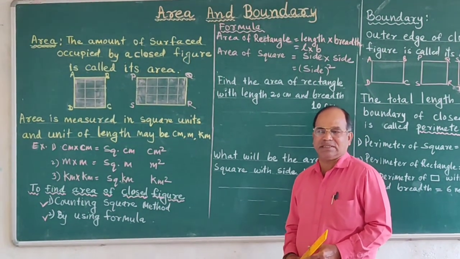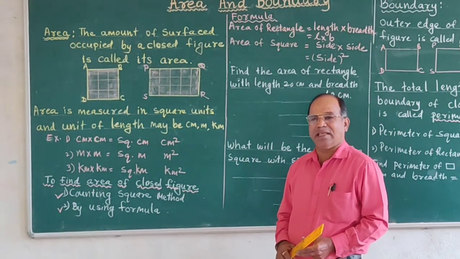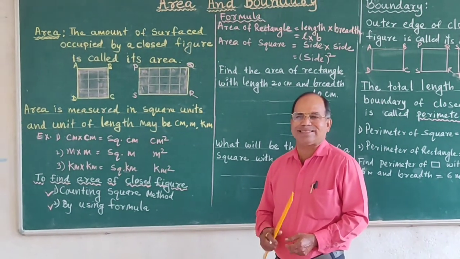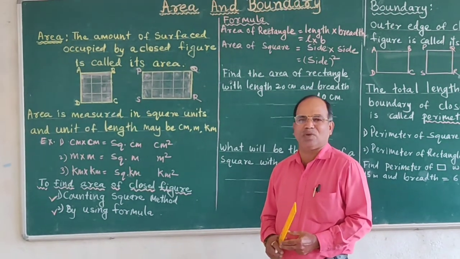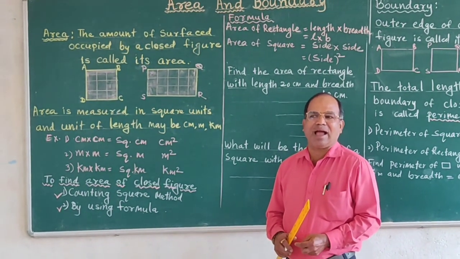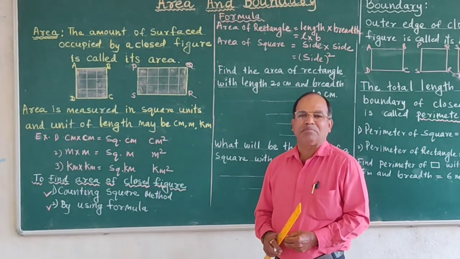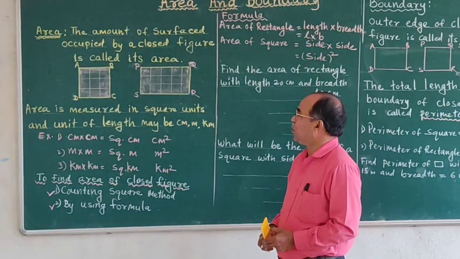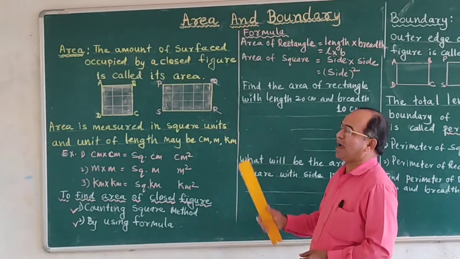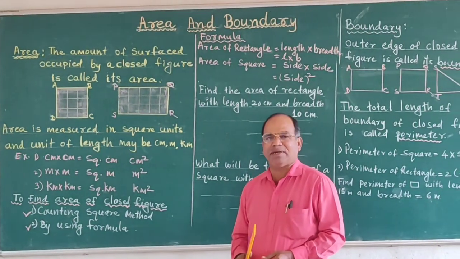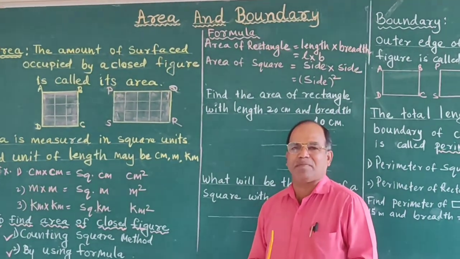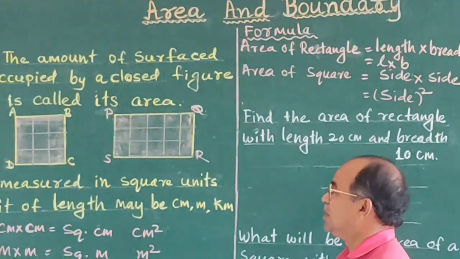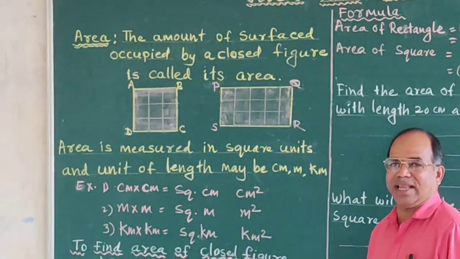In Part 1, chapter number 3, we learned about how many squares, and in this chapter we learn about area and also about the perimeter of any shape. So today we are going to learn about area and boundary, that is perimeter, of any shape in another form, or in a higher form. First we will discuss the area.